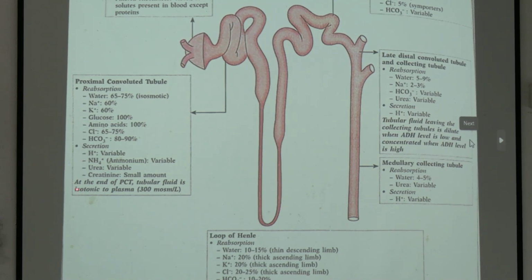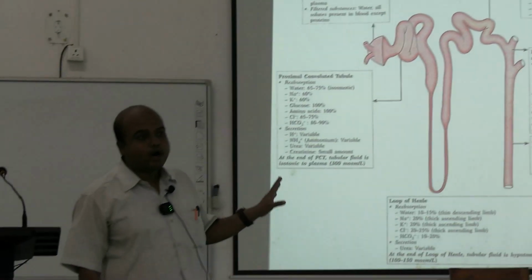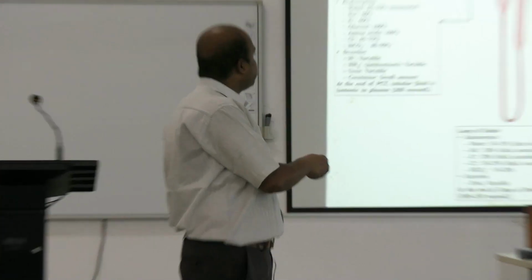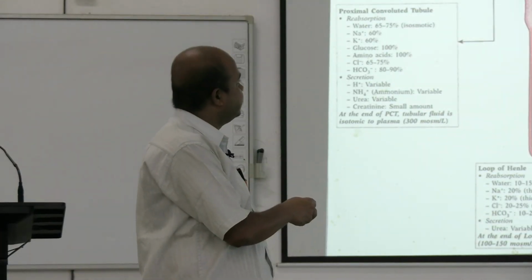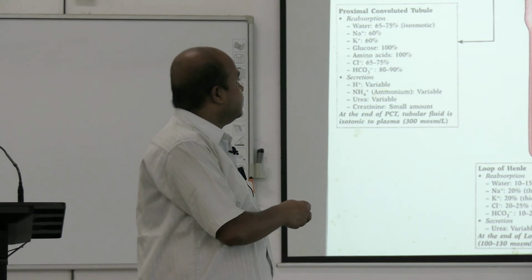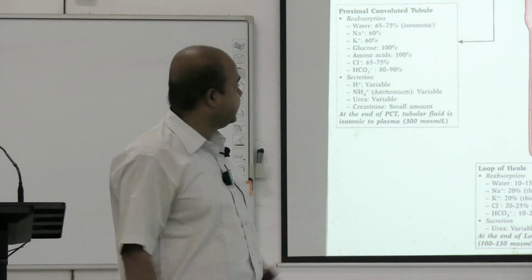And just note it down once again: at the end of the PCT, tubular fluid is isotonic to plasma. At the end of the loop of Henle, actually it should be written, at the end of the early distal tubule, tubular fluid is hypotonic to plasma, because in that part, the thick ascending limb and early distal tubule, water cannot go out, so it is hypotonic. And tubular fluid leaving the collecting tubules, or the collecting duct actually, is dilute when ADH level is low and it is concentrated when ADH level is high.